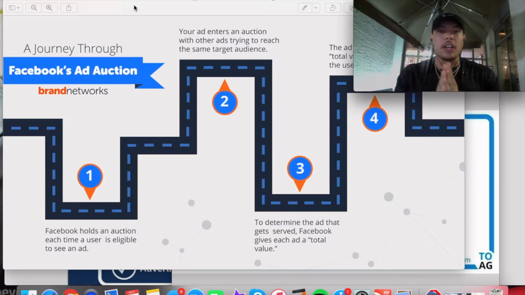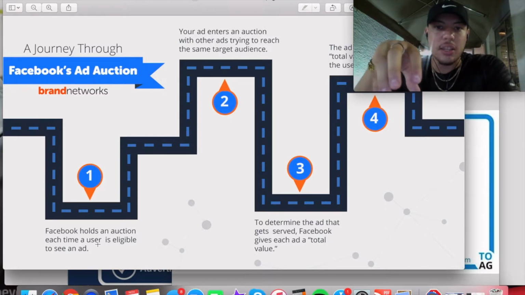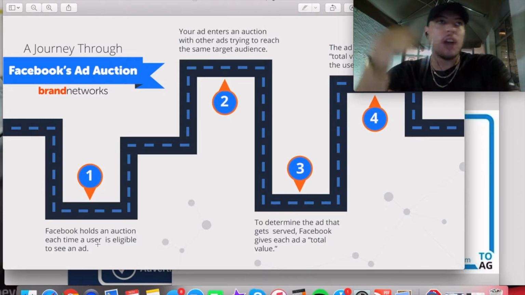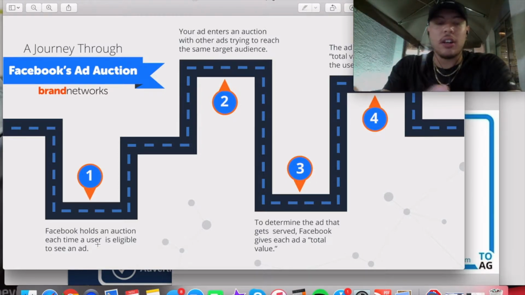But what I'm going to walk you guys through here is a brief little flow chart that talks about the auction system, and I have 3 different images that I'm going to show you. So you can see down here, number 1, Facebook holds an auction every time a user is eligible to see an ad. So every time we launch an ad, it goes into an auction system. Our ads don't just automatically get pushed to whoever we want. Other people are bidding on the eyes and the eyeballs of the users, right? Because there's a finite amount of users, especially if you're doing advanced targeting. There's a finite amount of users, so advertisers are bidding for these eyeballs.